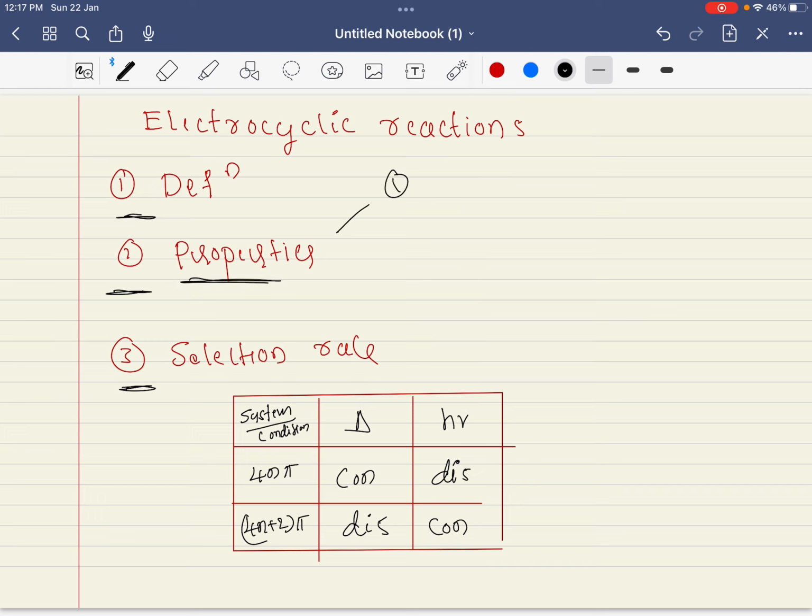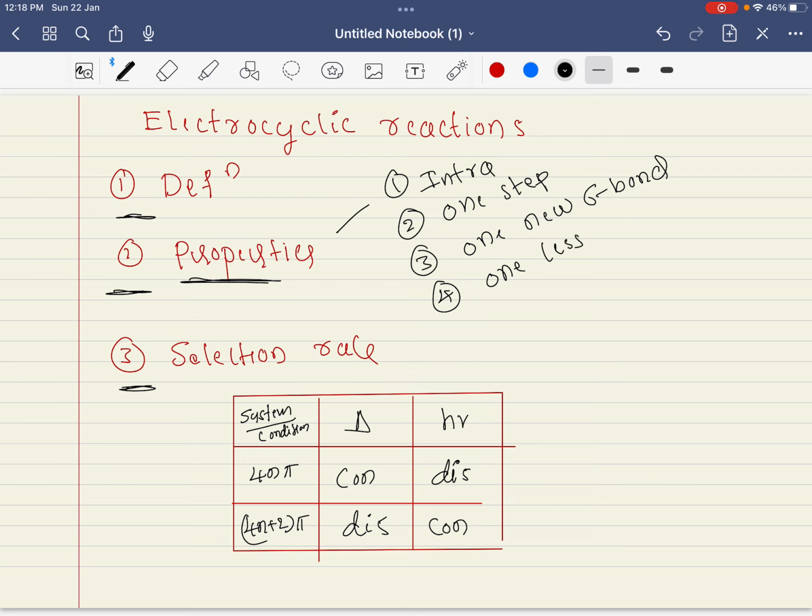First property is these are intramolecular reactions. Second thing is these are one-step reactions. Third property we saw is that in this reaction one new sigma bond will be formed. Fourth property we studied is that in this reaction the product contains one less pi bond. So these are the properties of electrocyclic reaction. And then we studied selection rule.